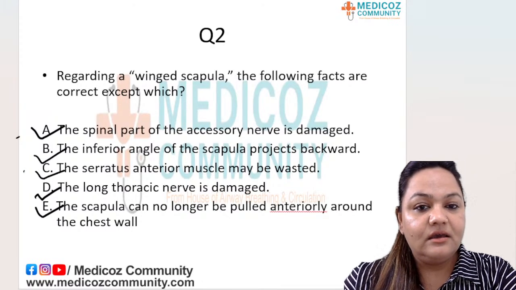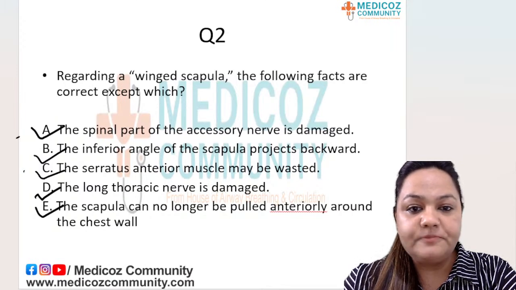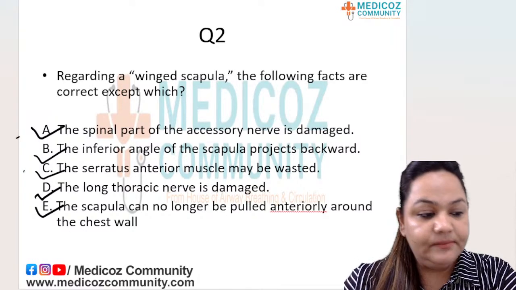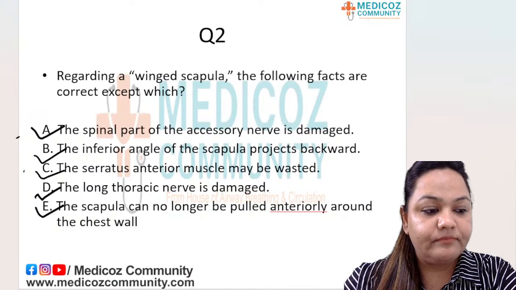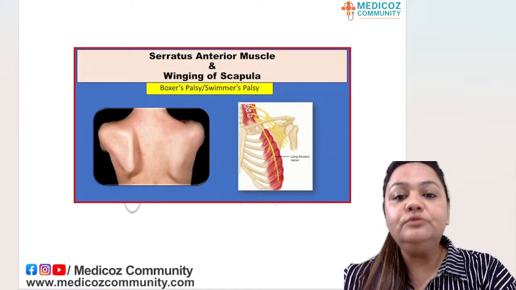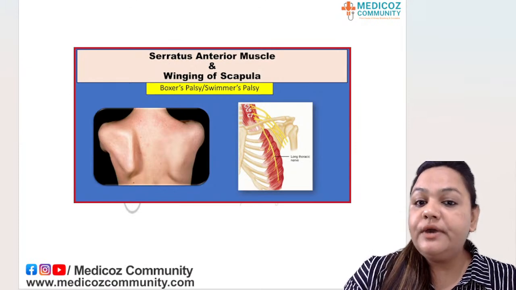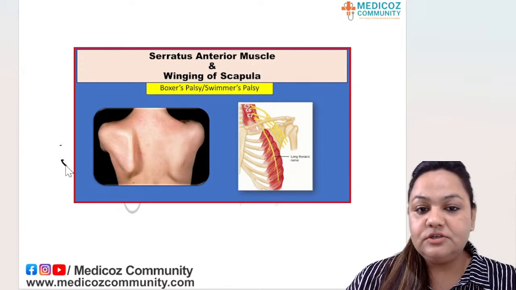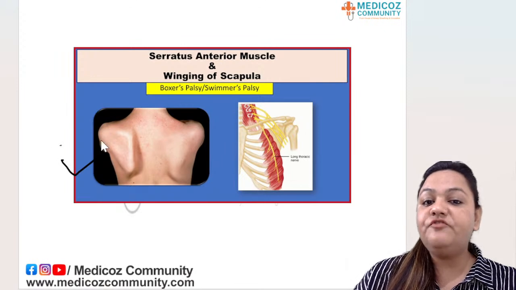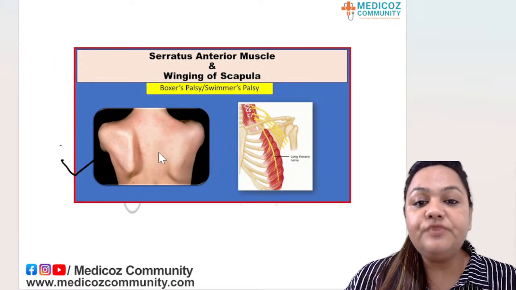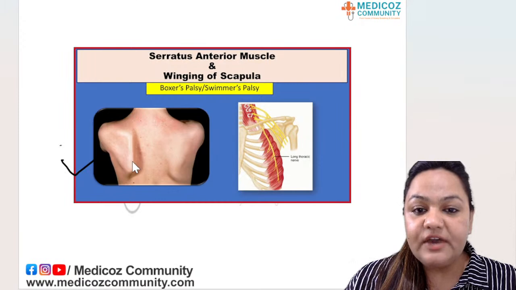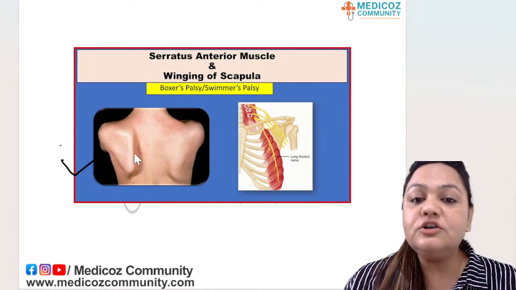For this question number 2, option C is not the correct answer. Okay, I'll tell you. Here you can see this image showing the winging of the scapula. This is a condition called winging of the scapula. First we will understand what is winging of the scapula and what is the cause of it.